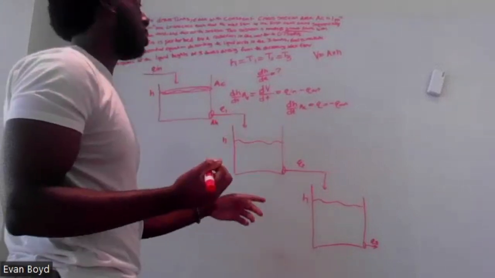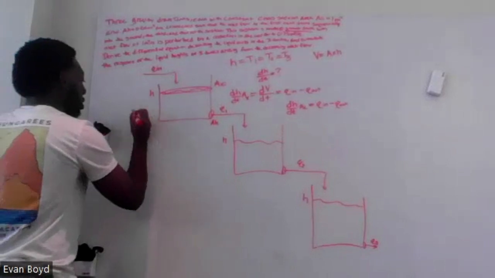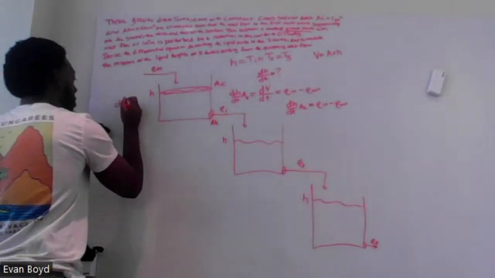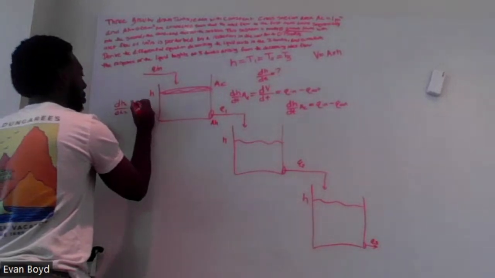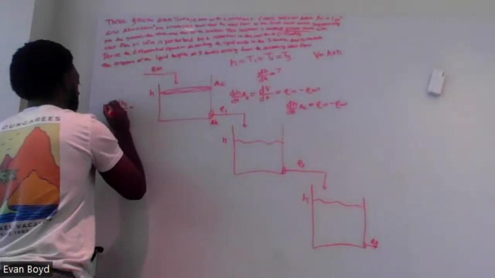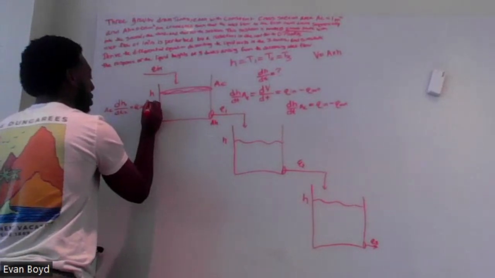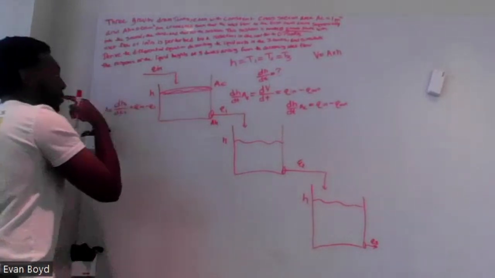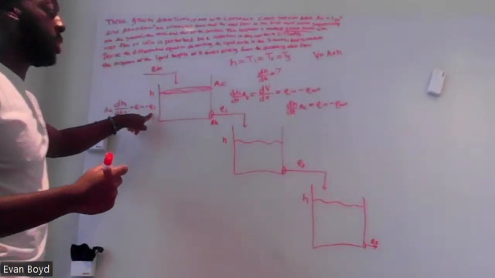So let's write it down for all three tanks so we know what's going on. For tank 1, this would be AC dH1/dt is equal to Qin minus Q1. So liquid going into the tank minus liquid going out.